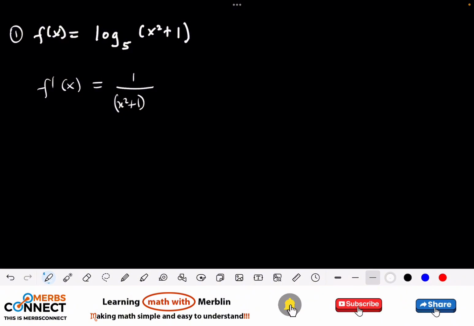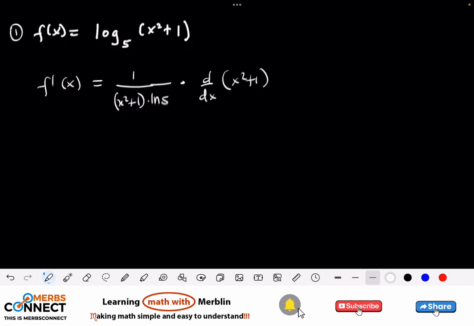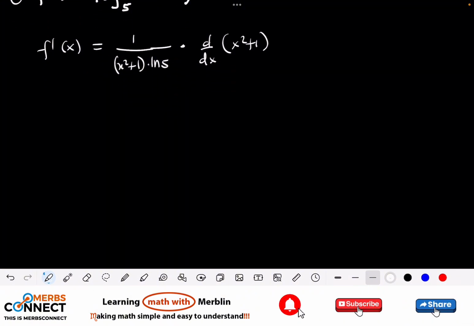In parenthesis again, times ln of the base, which is 5, right? So 1 divided by what is inside the parenthesis here, which is x squared plus 1, times ln of the base, all times the derivative of what is inside the parenthesis. Very simple. So that is what we learned from differentiating a log function.